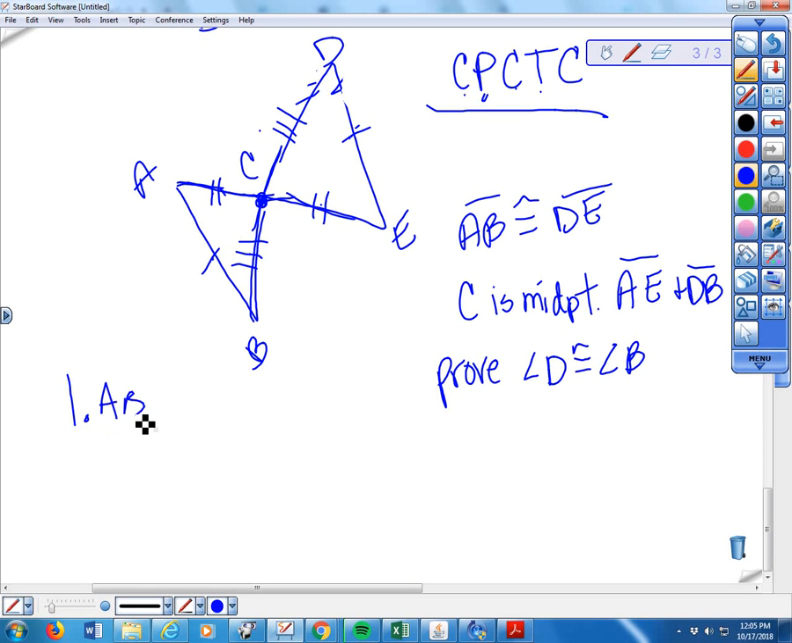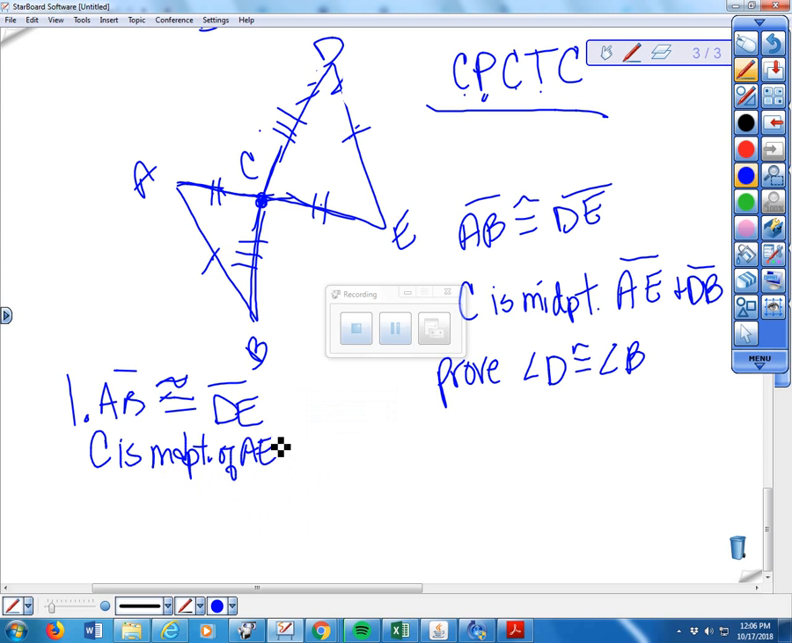AB is congruent to DE. What else is given? C is the midpoint of AE and DB. Okay, and the reason is given. Remember, you always rewrite the given.